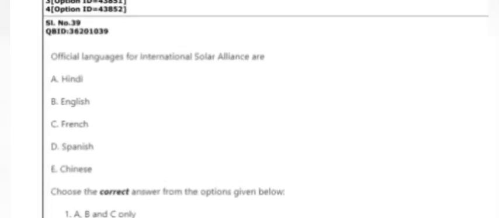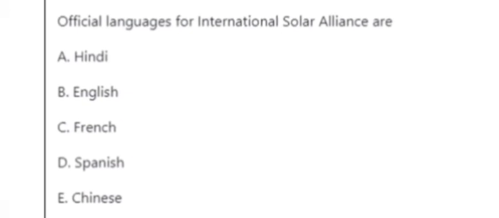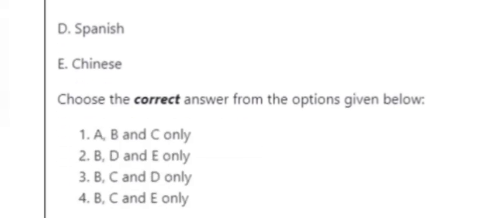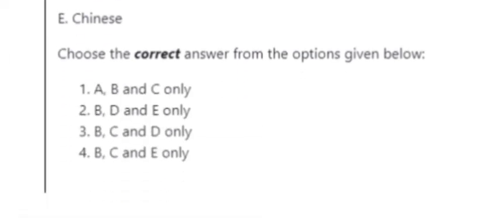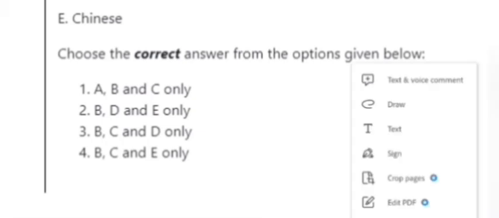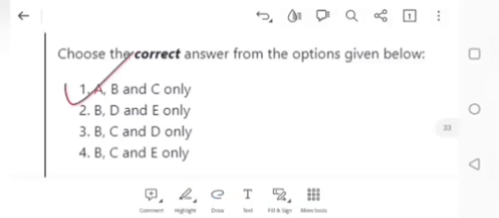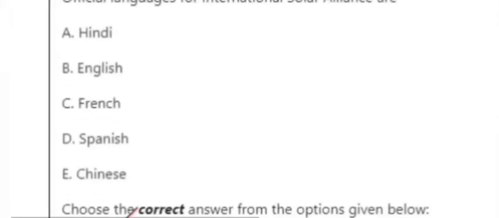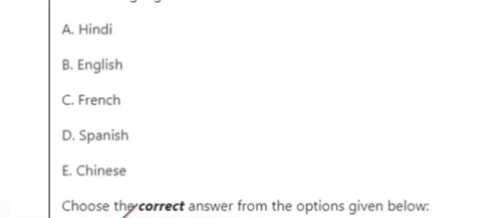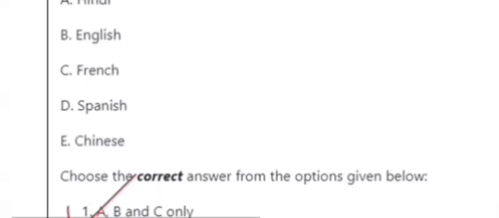39 says official languages for International Solar Alliance are what? A, Hindi, B, English, C, French, D, Spanish, E, Chinese. Options: ABC, BDE, BCD, BCE. It will be A, B, and C. Okay, A, B, and C will be correct. That means Hindi, English, French.